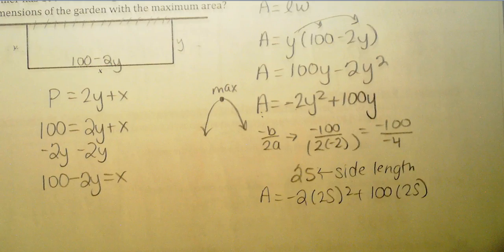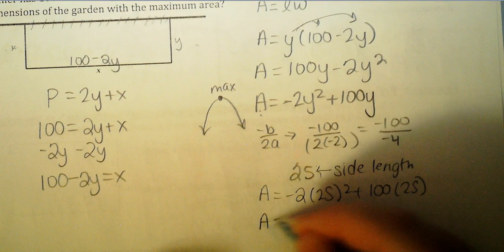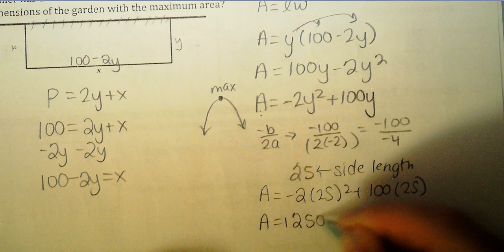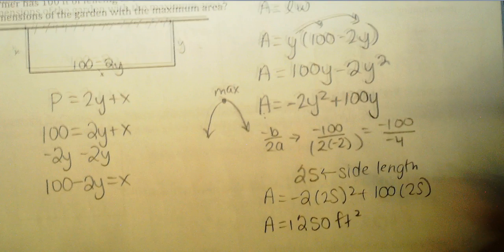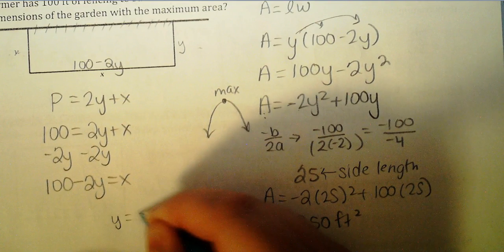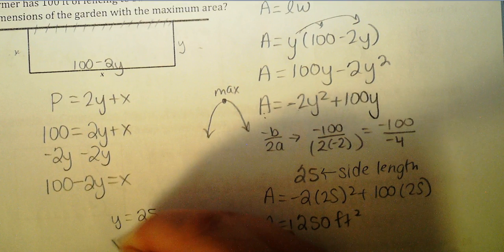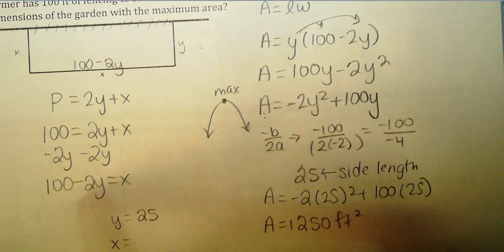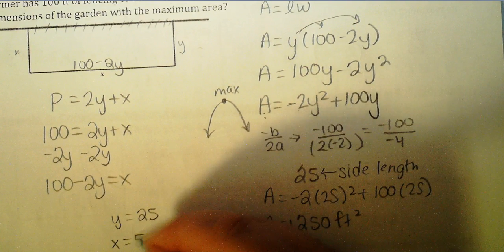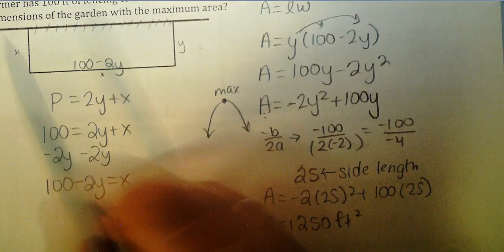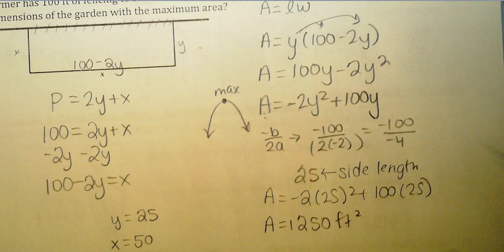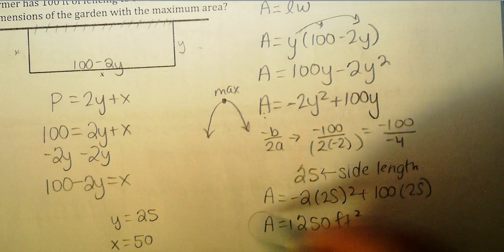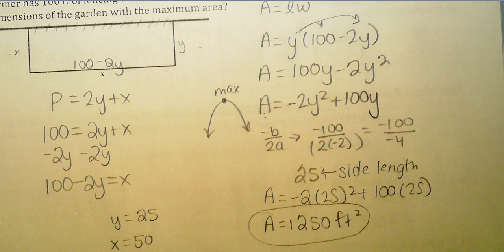So in terms of my answer, this would be square feet since the dimensions are in feet. So it asks for the dimensions. So Y is going to be 25, and then X is 100 minus 2 times Y. So X is going to be 50. So in terms of the dimensions, this side 25, this side 50, this side 25, and then the area is going to be that 1250 that we got when we plugged that in.